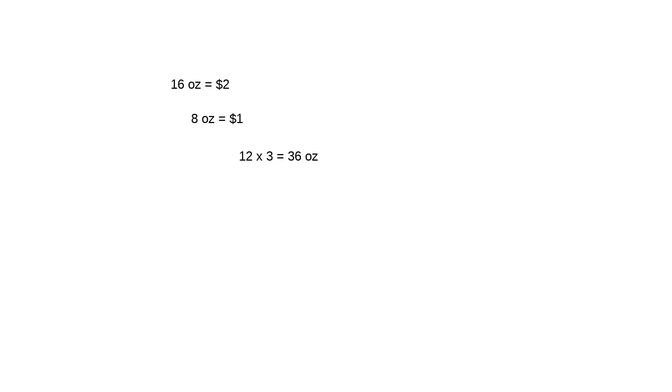And you're doing 36 divided by 8. Let's just do 36 divided by 8, because that's $1. If you do that, it should give you 4.5. So the cost of 3 cups or 36 ounces of honey is $4.50 if it's $2 a pound.